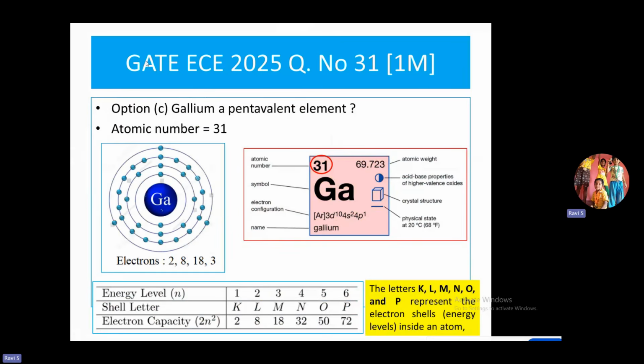Let us check with option C, gallium. Gallium atomic number is 31. These 31 electrons are distributed in this fashion. 2 electrons in the kth orbit, 8 electrons in the lth orbit, and 18 in mth orbit, and the remaining 3 electrons in the nth orbit. Because the outermost orbit, the last orbit, contains 3 electrons, it is a trivalent impurity or trivalent element, but not a pentavalent element. So gallium cannot be used for N-type dopant, whereas it can be used for P-type dopant.